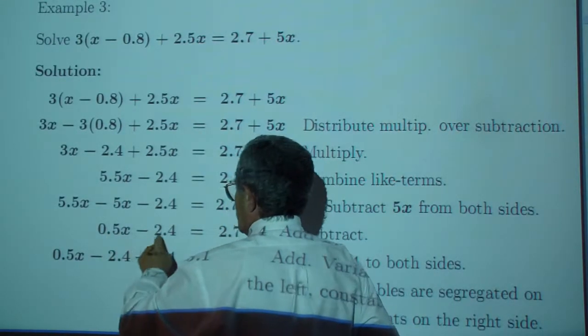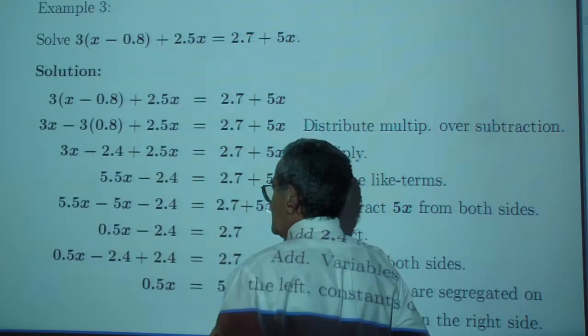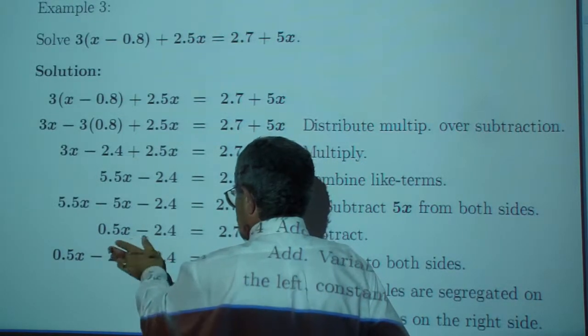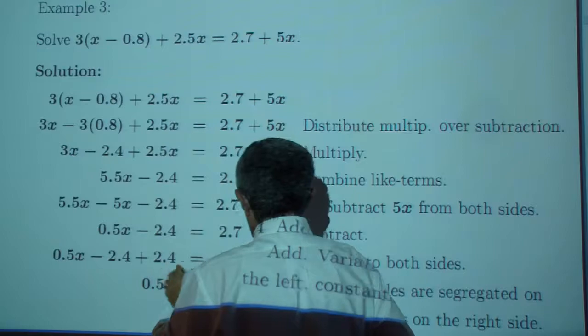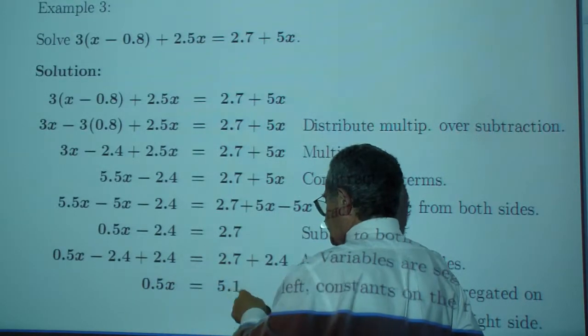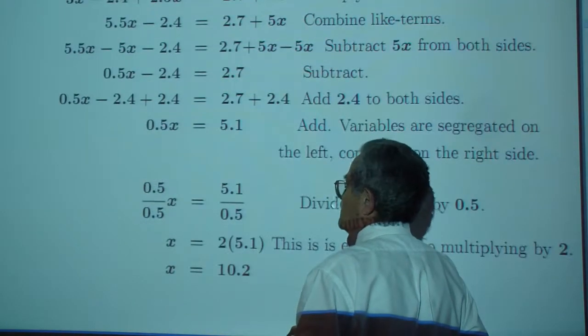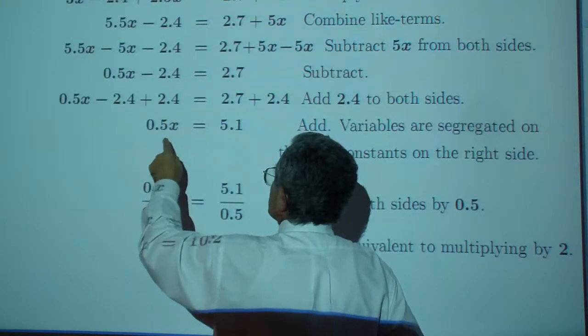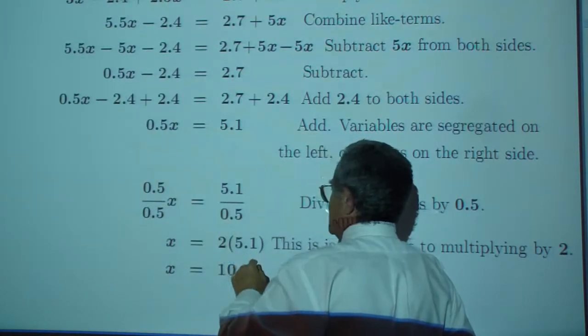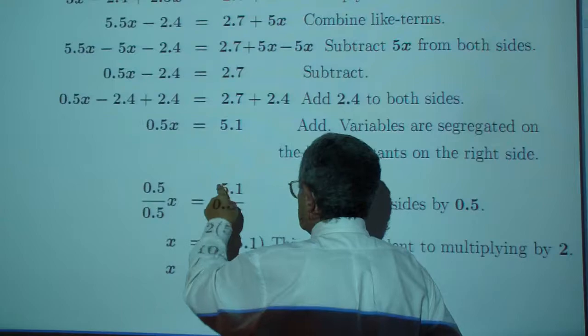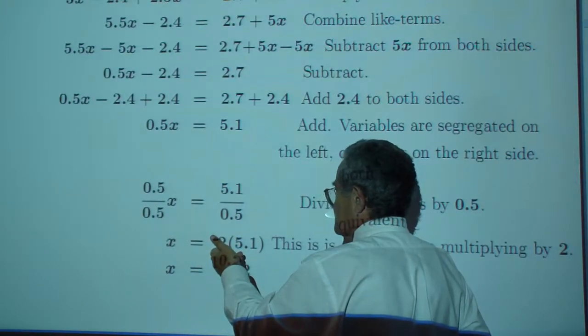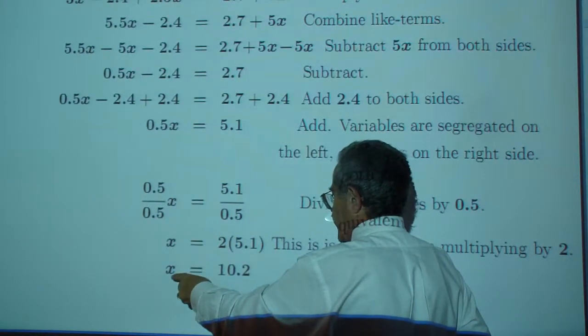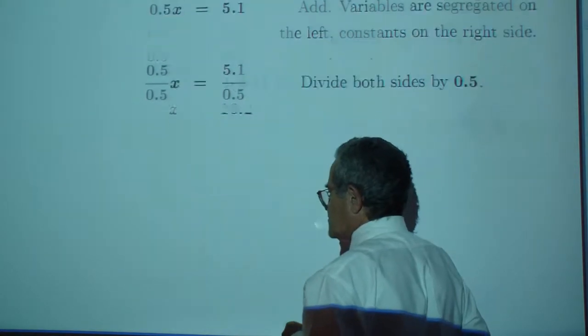You're left with 0.5x - 2.4. Add 2.4 to both sides to be left with only x's on the left. You get 0.5x = 5.1. Divide both sides by 0.5, which is, division by 0.5 is like multiplying by 2, and your answer is x = 10.2.